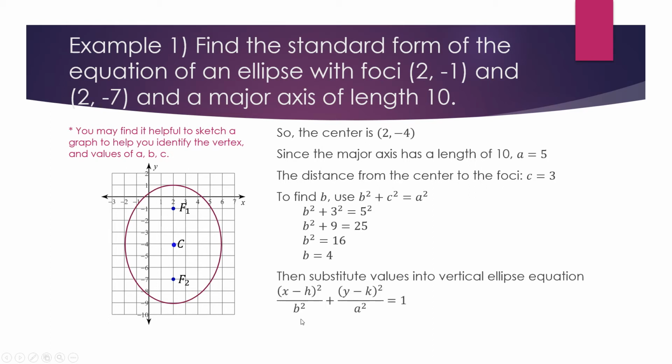So if we put B in here, B squared, 4 squared is going to give us 16. A is 5, so 5 squared gives us 25 in the second denominator. Since our center is at 2, -4, we're going to have x minus 2, and when we subtract the -4, we're going to get a plus 4. So our final equation, the quantity x minus 2 squared over 16 plus the quantity y plus 4 squared over 25 is equal to 1.